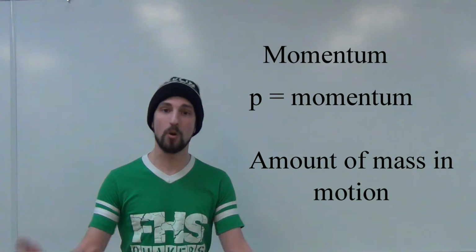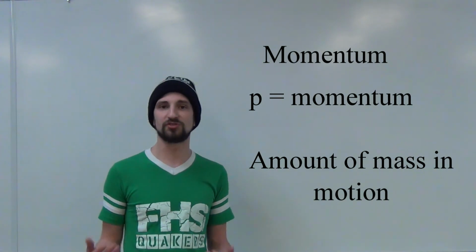In physics, we look at many different properties of matter, such as mass and velocity, acceleration, including energy. These are all properties of matter. We're going to look at a brand new property of matter. It's not brand new, but it's new to us, and it's known as momentum. Momentum, which we're going to use the symbol P.